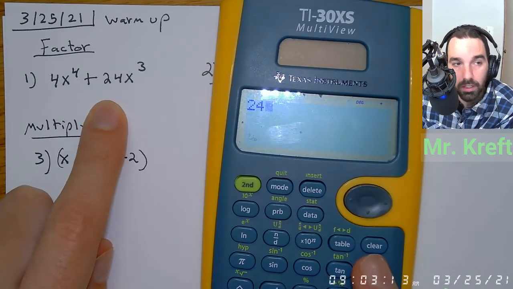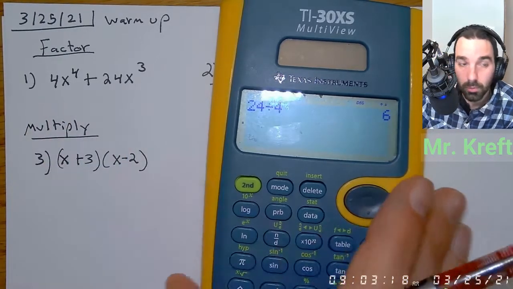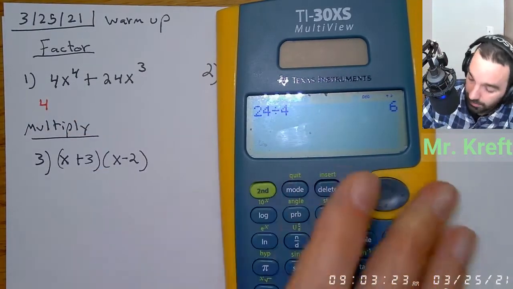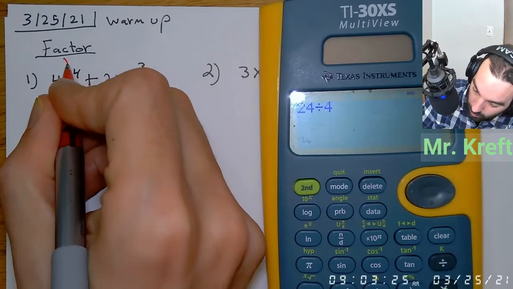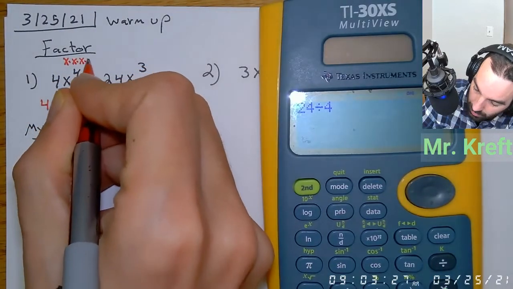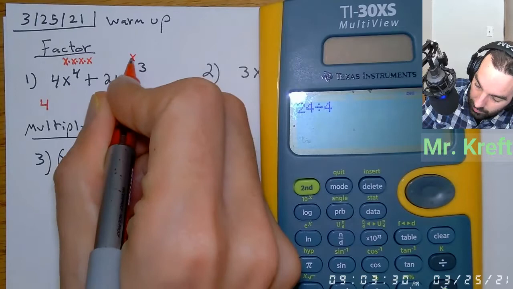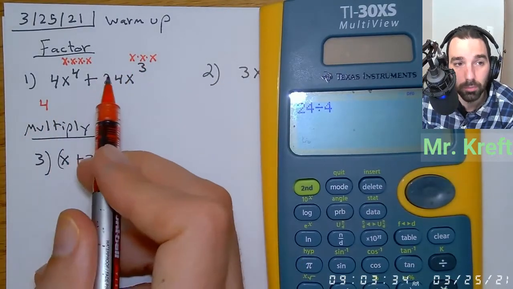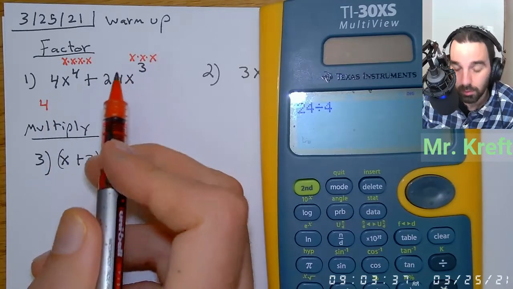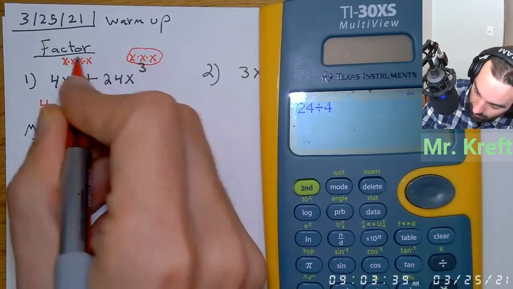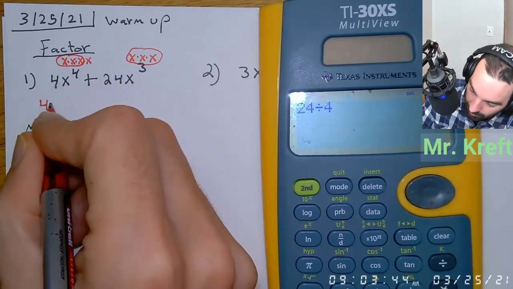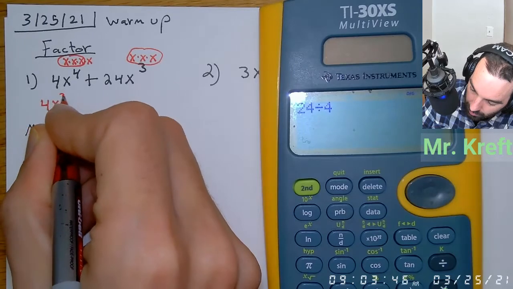So I go 24 divided by 4. That's 6. So 4 goes into both of these, so I'm going to be able to pull out a 4. And then here I have 1, 2, 3, 4 x's, and here I have 1, 2, 3 x's. So the most I'm going to be able to pull out from both of these is 3, right? I can take these 3 and I can take these 3, and that tells me how many are left over. So I'm going to pull out a 4x cubed.